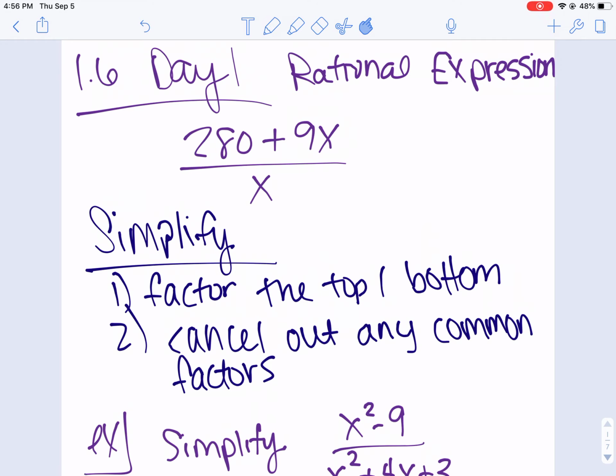So today we talked about rational expressions, and I really don't know why that first example was there. I'm going to totally erase it, honestly. I think it was dumb.